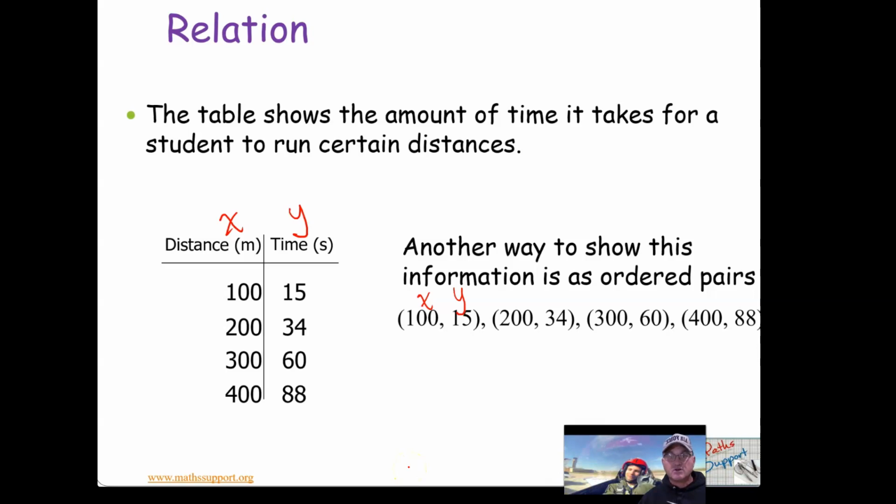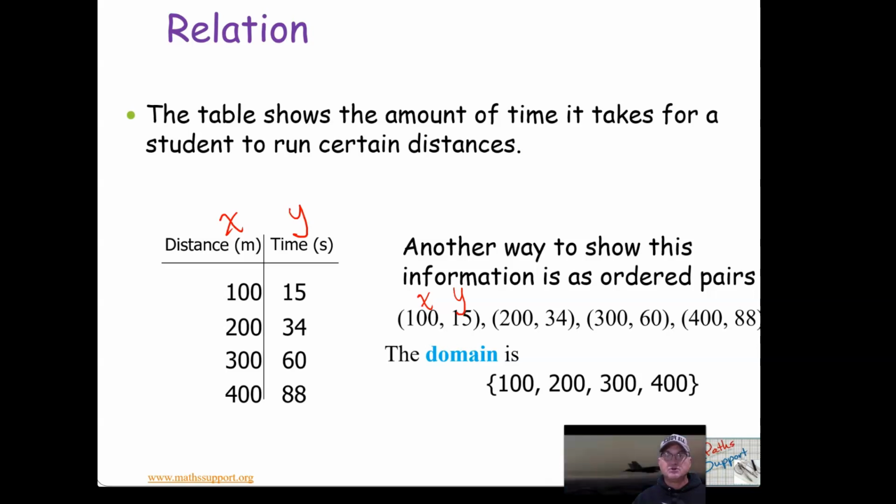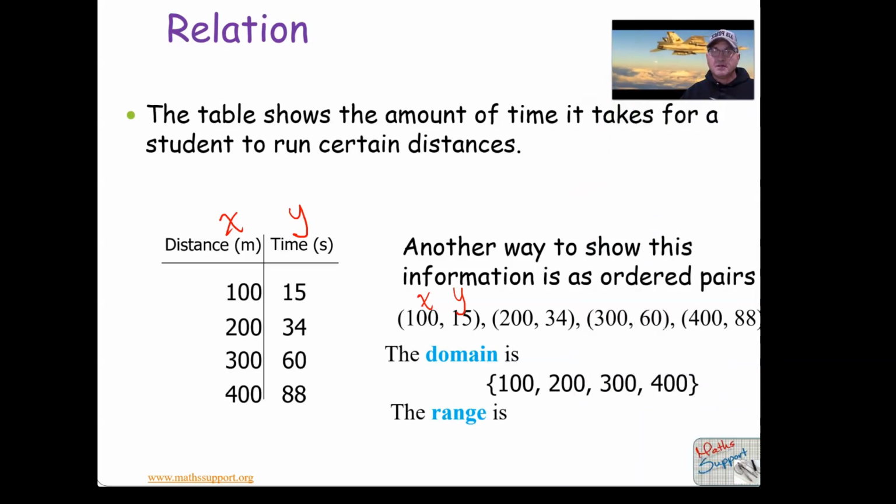Now, certain relations are functions if they follow certain rules. Everything's a relation, only some relations are functions. Our domain in this case would be anything that is in the x column. If it repeats, we only list it once. So I would say the domain is 10, 200, 300, 400. The range, on the other hand, would be whatever is in the y column, and if anything repeated, we would list it just once.